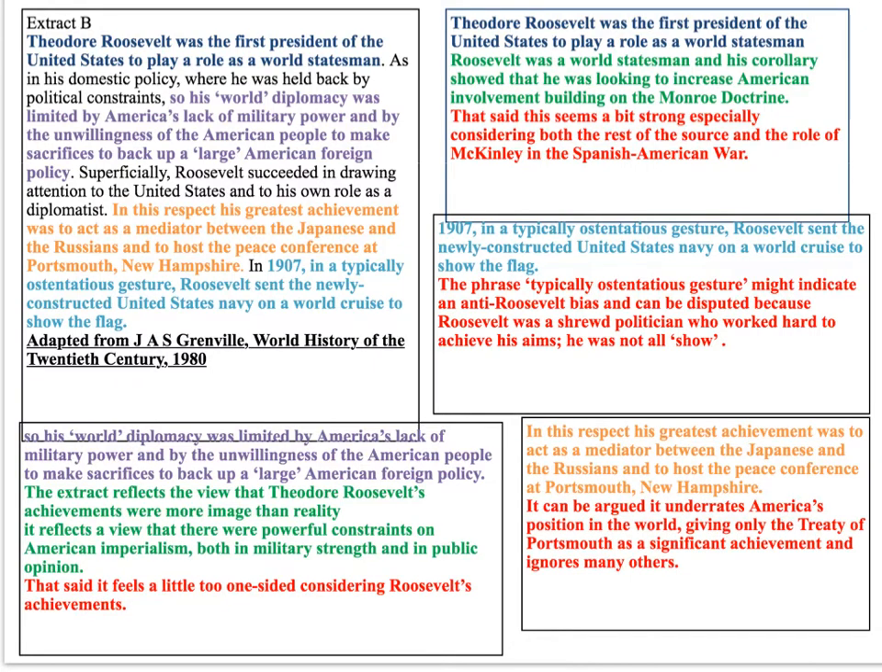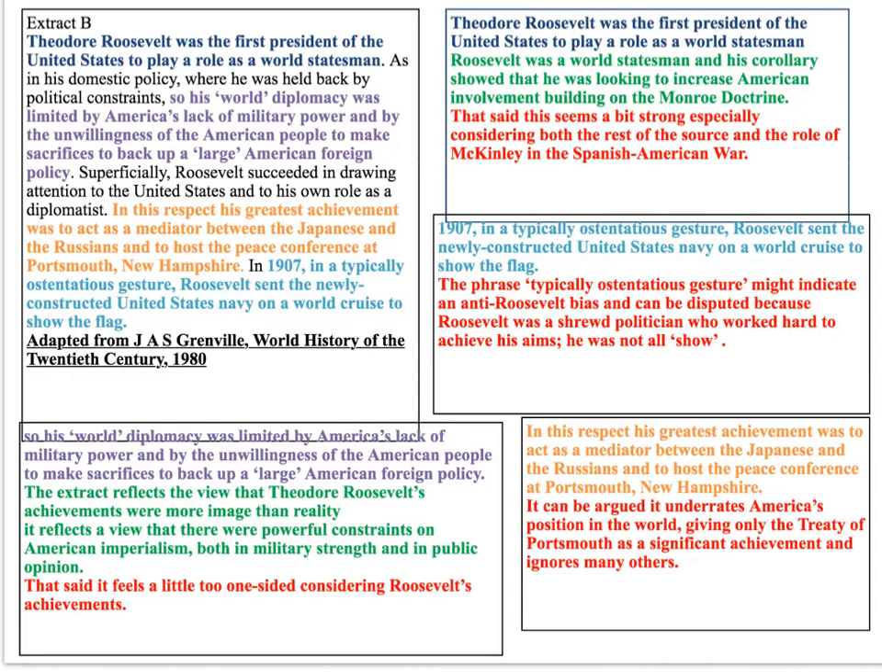Okay, so we want extract B then, 30 years later. And it's a funny one in a sense, because it starts off with this blue quote up here that I'm talking about. Okay, the blue quote, I've brought it across here. Was the first president of the United States to play a role as a world statesman. He was a world statesman, and his college showed that he looked to increase American involvement, build on the Monroe Doctrine. But it seems a bit strong, especially when you consider both the rest of the source and the role of McKinley in the Spanish-American War.